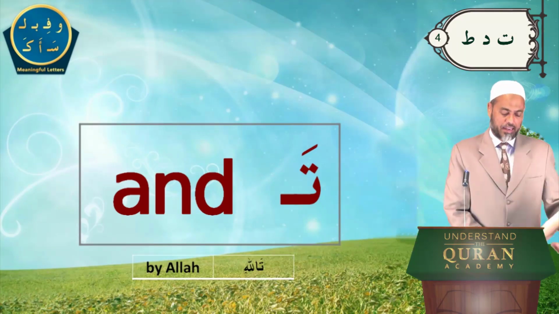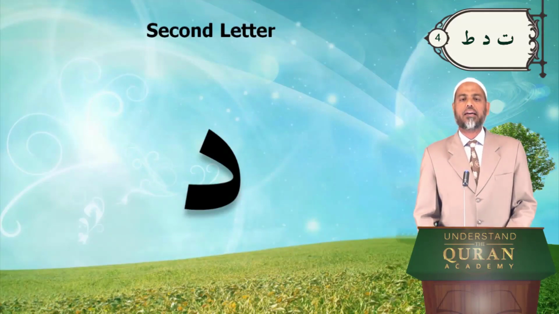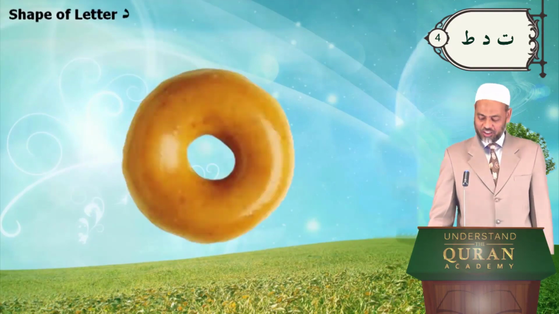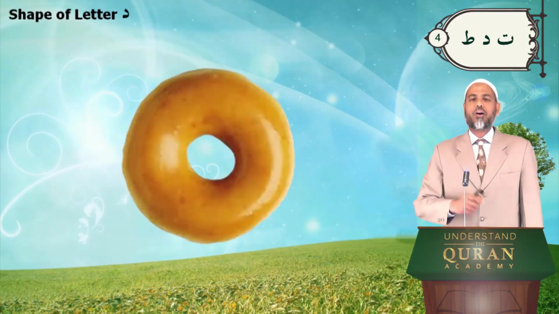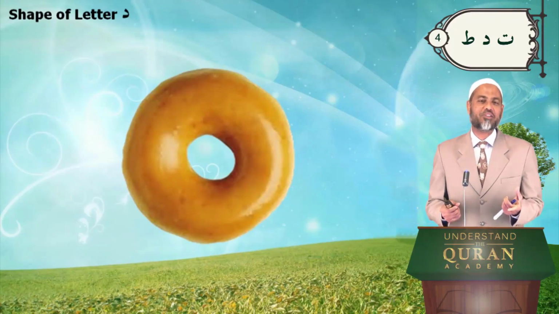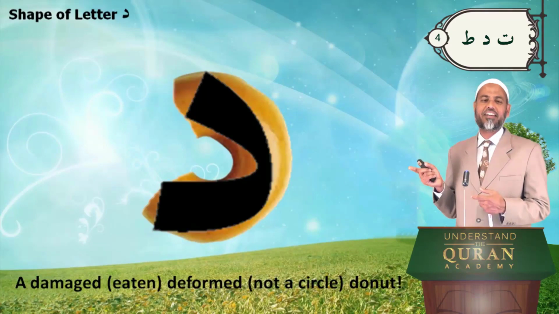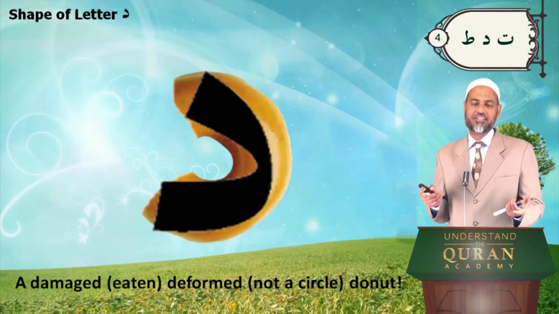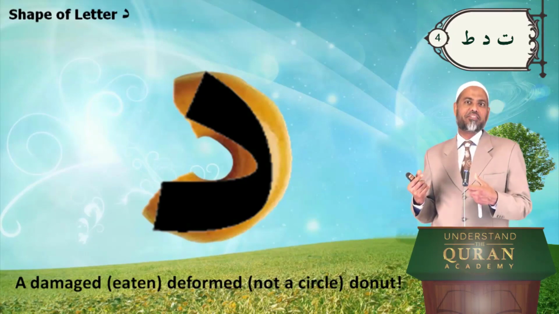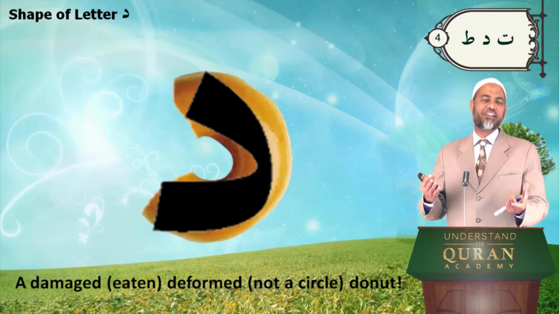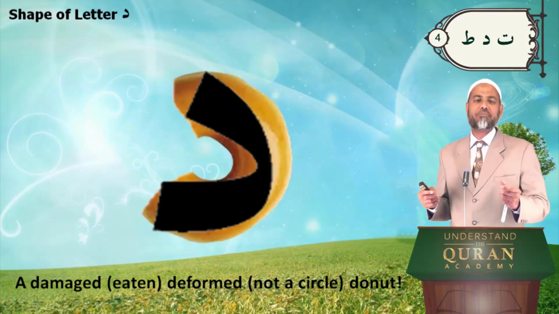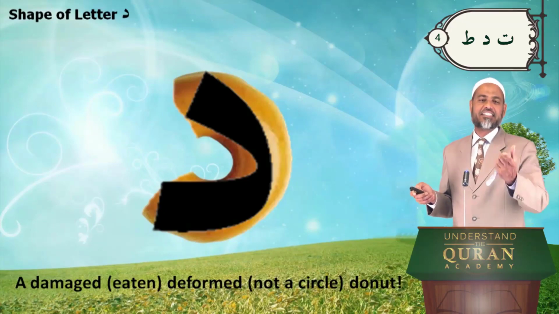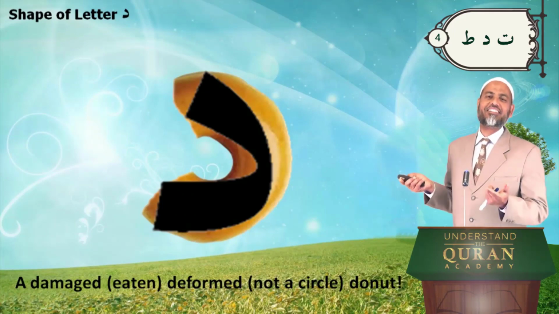Okay, let's take the second letter. Second letter is dal. What do you see there? A tasty round donut. If you damage that donut, you eat it, so only half is remaining. A damaged donut. Again, how will an Arab brother say it? He'll not say damaged donut, or an Indian like me may say it very strongly, damaged donut. It's not da. And how will an Arab brother say? Damaged donut. Da. So this is da. When you damage the donut, you get dal.